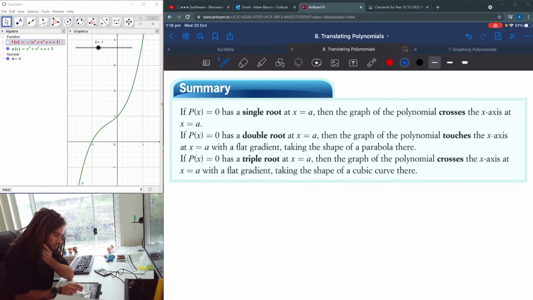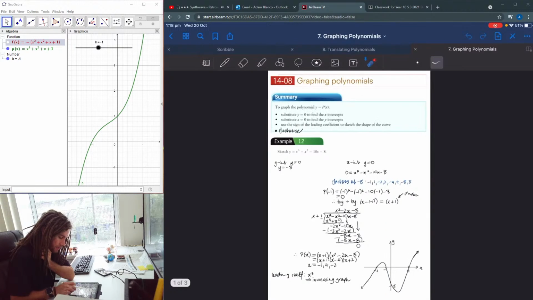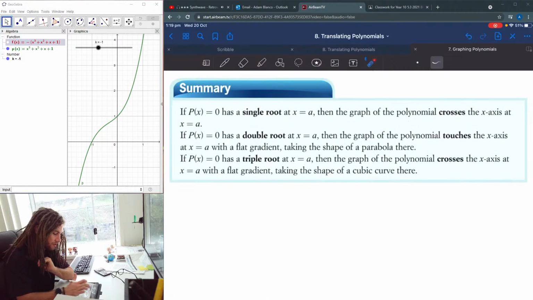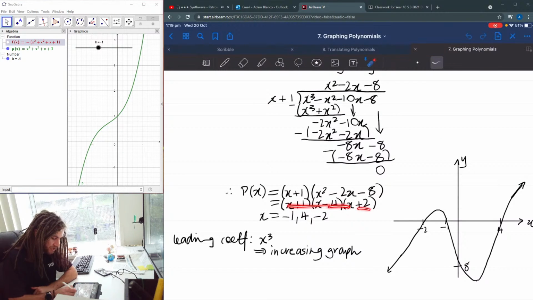If you have a single root, in other words, a set of brackets, or three different sets of brackets that all have linear terms in them, linear meaning x to the power of 1, then the graph crosses the x-axis. So with these three, you'll notice that they cross, cross, cross. The graph crosses the x-axis there.